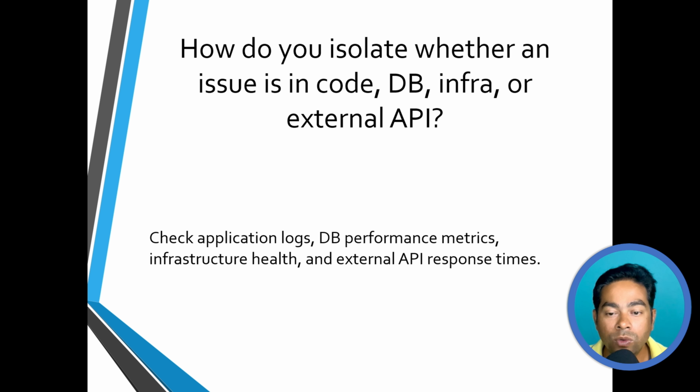Now, how do you isolate whether an issue is in the code, DB, infra, or an external API? As I told you, whenever an issue comes, don't assume it is only because of your code quality or that you missed something, because we always test before going to production, right? Code may not be the root cause. If you check your logs, Splunk or ELK, whatever you are using, and you don't find any log in your application, that means it is not an application issue. Your application log and DB log may be fine, but when our application calls the external API, it is not responding for the time being.